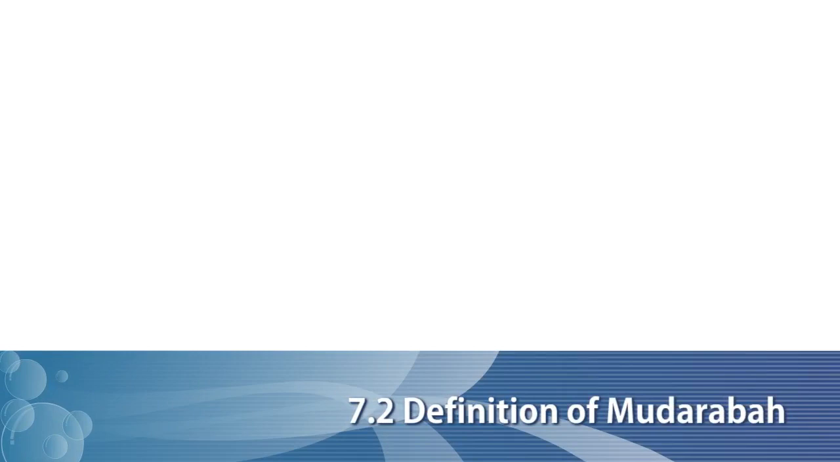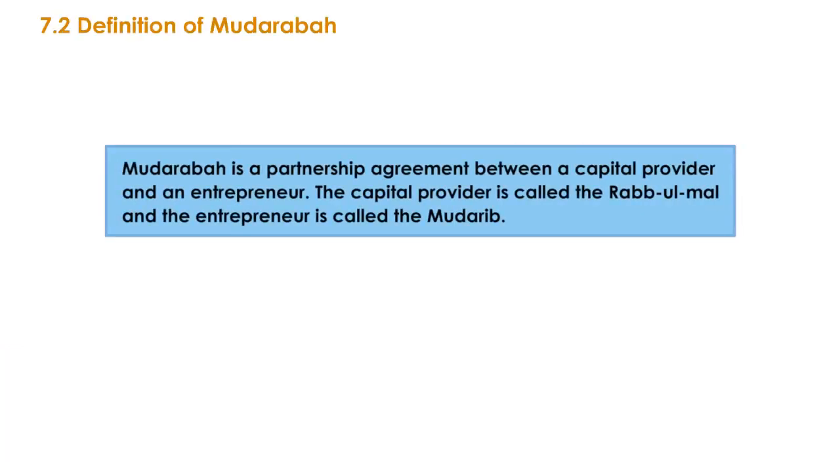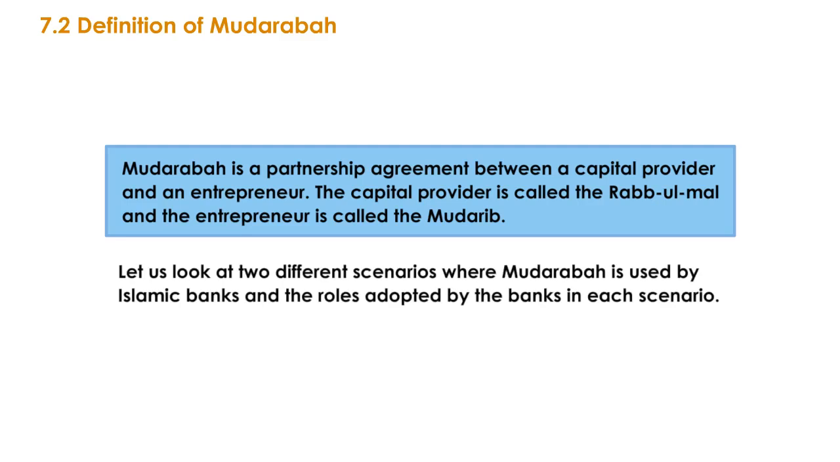Definition of Mudaraba. Mudaraba is a partnership agreement between a capital provider and an entrepreneur. The capital provider is called the Rabul Mal and the entrepreneur is called the Mudarib. Let us look at two different scenarios where Mudaraba is used by Islamic banks and the roles adopted by the banks in each scenario.